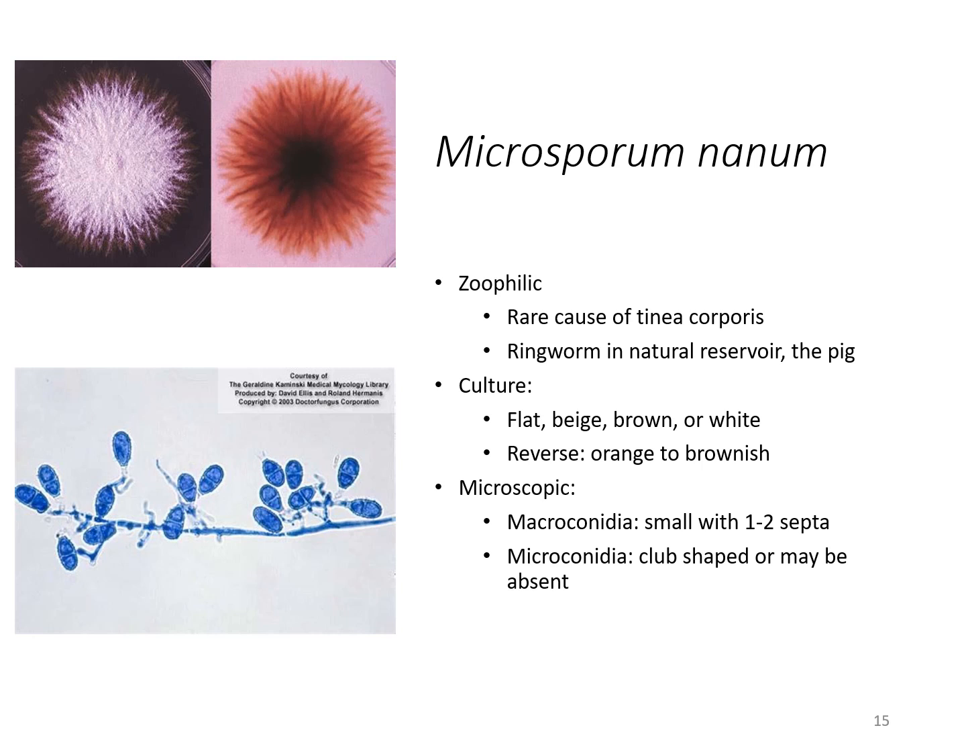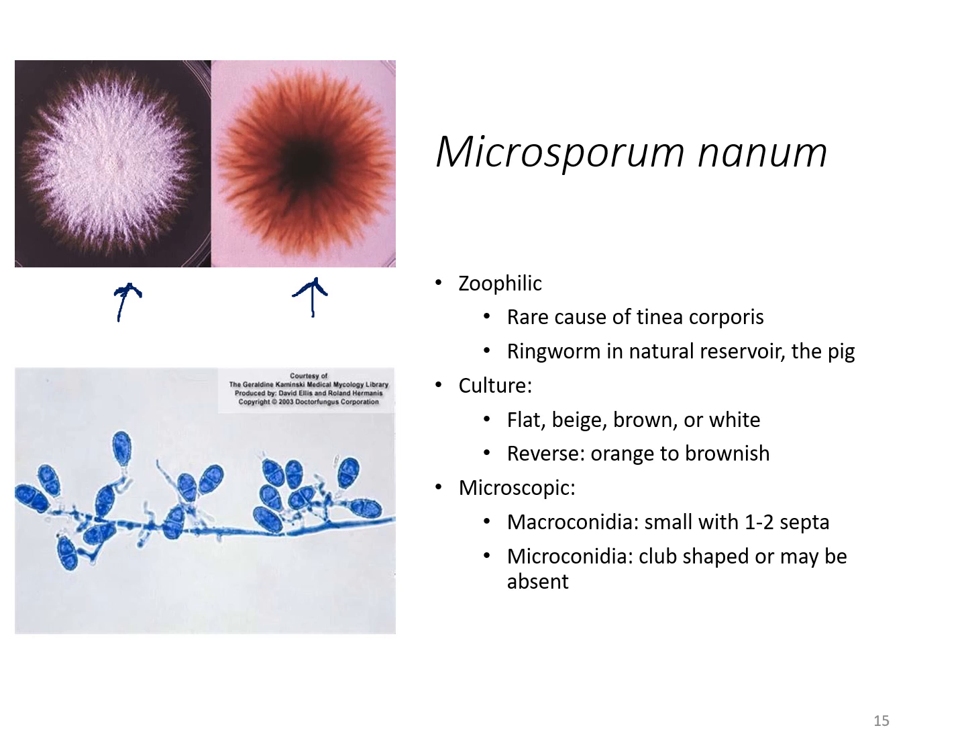Microsporum nanum. It is transferred from animal to human. It rarely causes tinea corporis, and that's just ringworm of the body. It can be transmitted from its host reservoir, which is the pig. Culture is flat, beige, brown, or white with orange reverse, and you can see that depicted in these top images. And you see how it kind of radiates out. So that would be kind of characteristic of this organism. So you have the flip side here in this second picture.